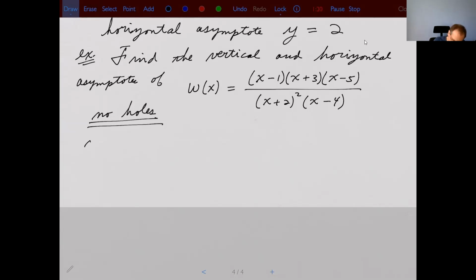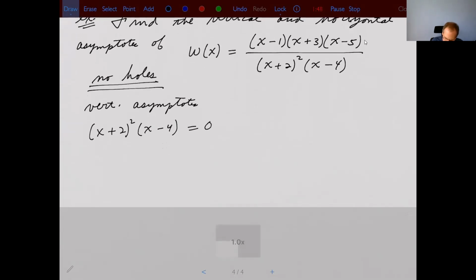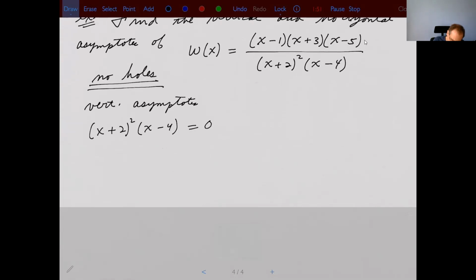Now, for the vertical asymptotes, to find those, I have to set the denominator equal to 0. So that's going to give two solutions in this case, right? One possibility is that x plus 2 squared is equal to 0, and that's going to give the solution x equals -2. Actually, it gives a double solution, right? x equals -2, x equals -2. And I'll explain what that means in terms of the graph later if we have a squared term, if we have a 2 in our exponent.